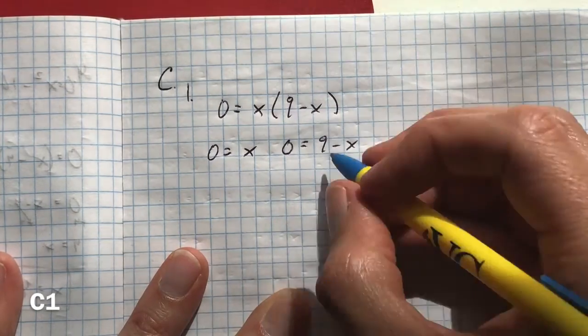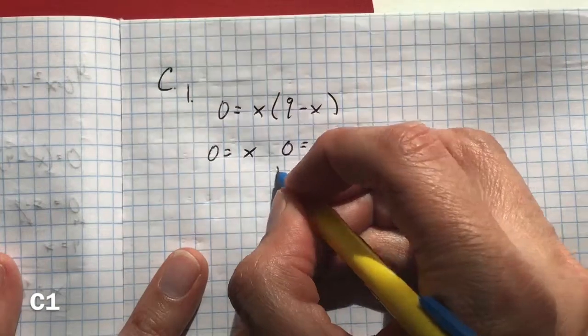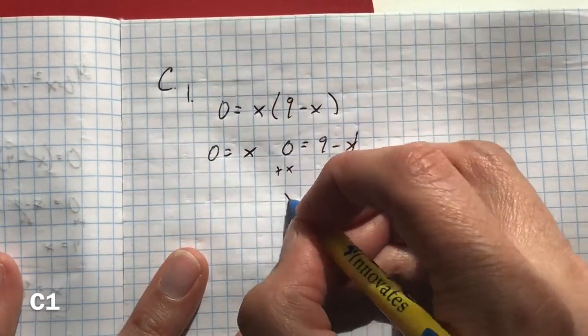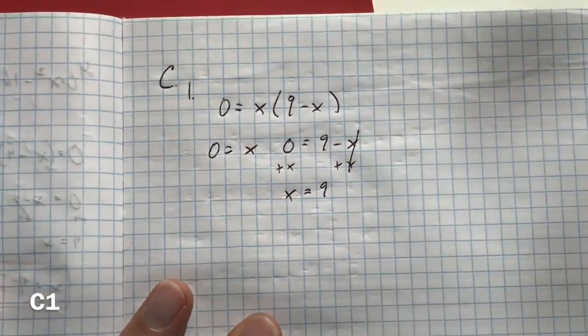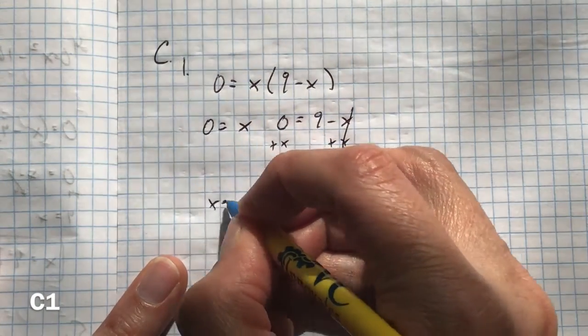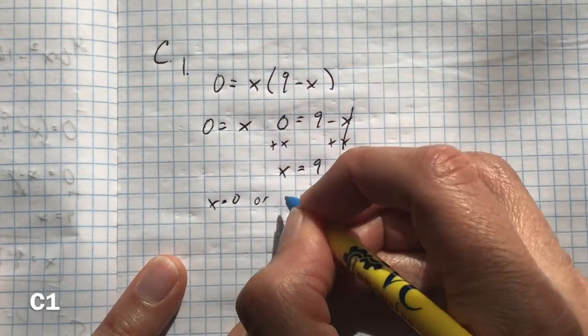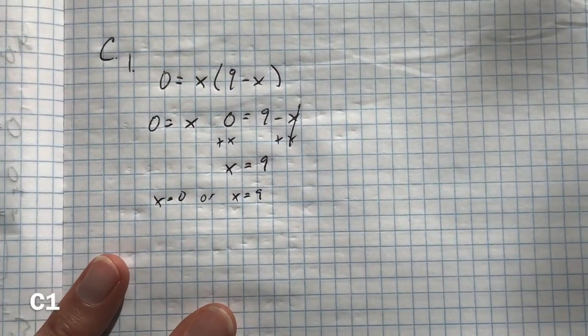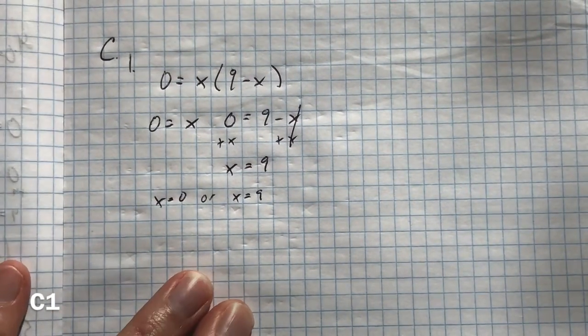Since this one's done, we don't worry about it at all. But over here, I'm going to move that x. So plus x here, plus x here. It's going to be canceled. 0 plus x is x equals 9. So my answers are going to be x equals 0, or x equals 9. Now they did give us specific directions to check, and I know sometimes you don't want to do that. We're going to do that anyway.